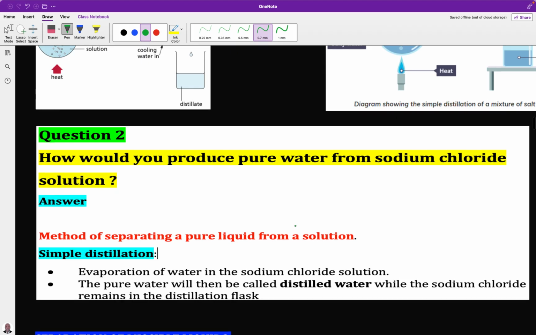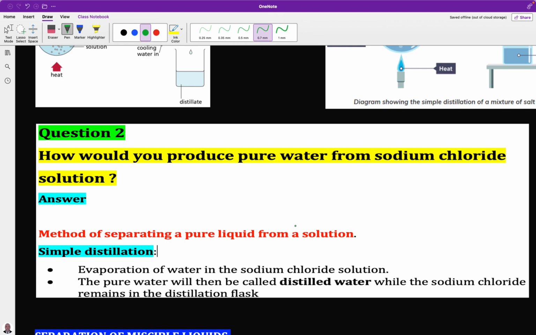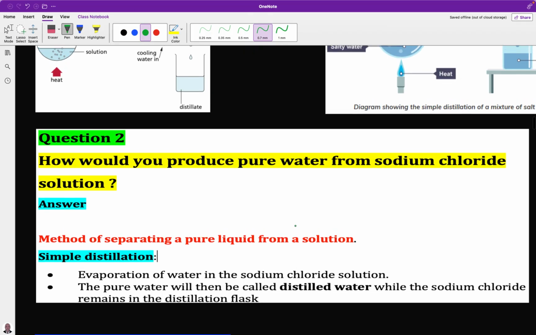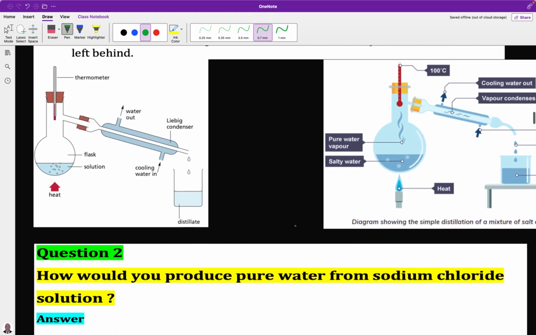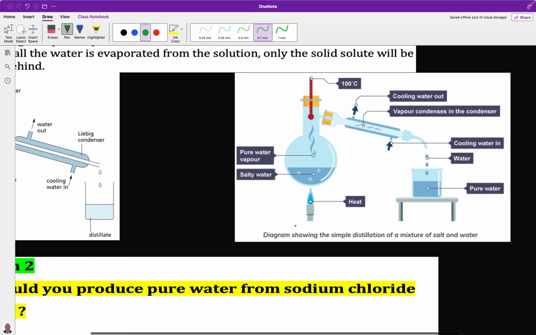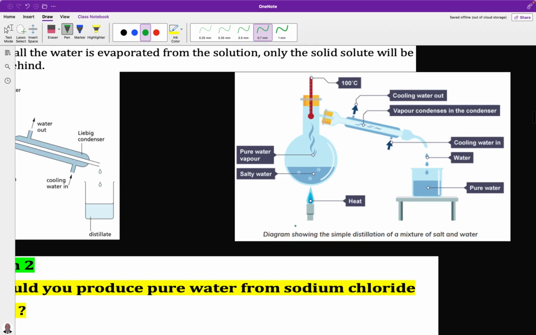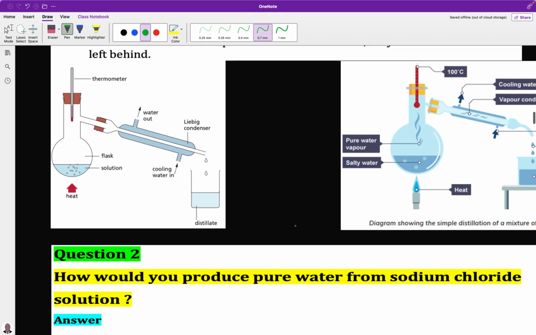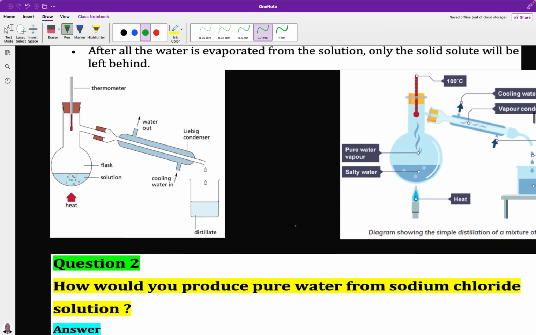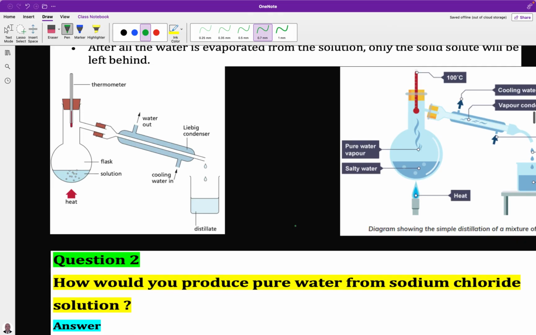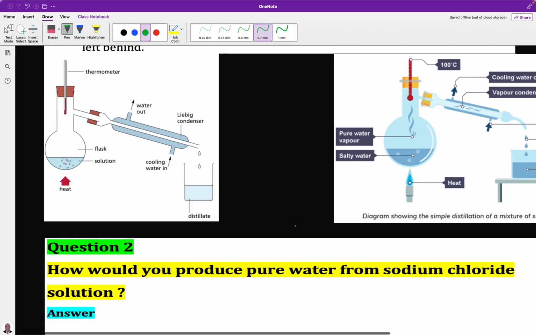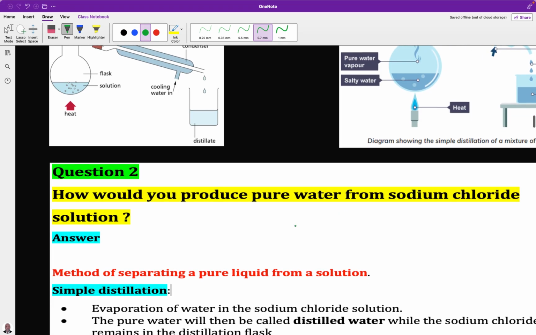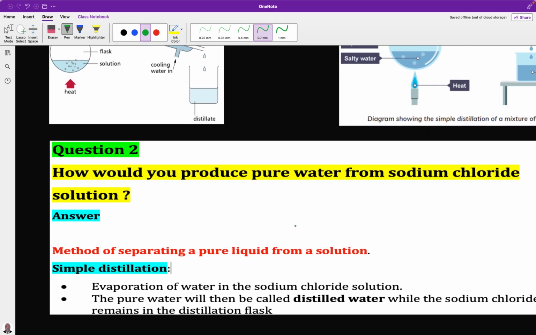Another question, number 2. How would you produce pure water from sodium chloride solution? The examiner could turn the question in one way or the other. It is the same way. It is just what we have discussed here. Salty water is a sodium chloride solution. So it's the same procedure we have outlined above, using the same simple distillation technique.